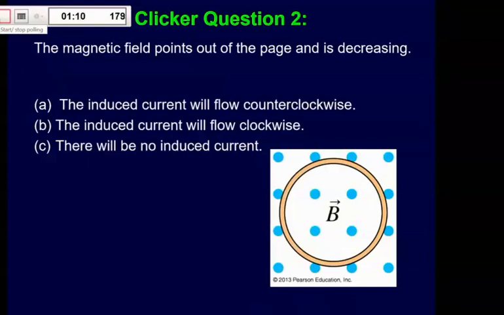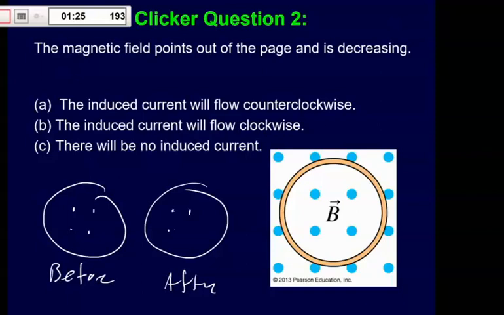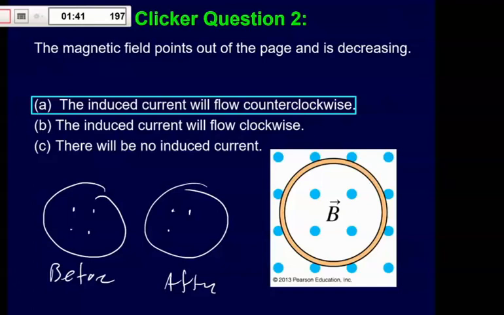But I think what happens with this one is this is a little bit a trickier one. So again, here's my before and after. And so, maybe there's 4 lines coming out before. So when we turn it down, maybe later on there's 3 lines coming out. And so what you want to do is you want to make a magnetic field that's coming out. Again, you want to make the after look like the before. So you want to come out, which would lead us to, again, a counterclockwise current.